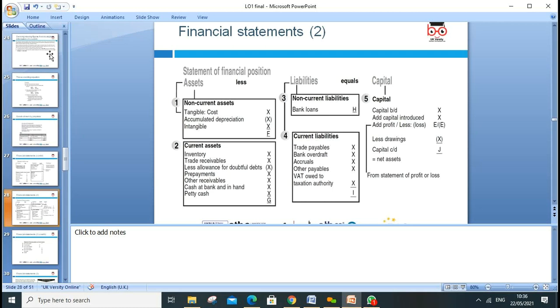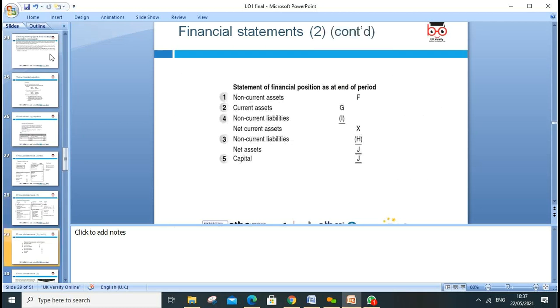Non-current liability, the legal obligation. Liability, the legal obligation we have to pay. Non-current means long term, which will take more than a year. Current liability needs to be settled within a year. So the accounting equation: asset minus liability is equal to capital. Asset minus liability is equal to net asset. If you know the net asset figure, it means you know your capital figure. So we can make adjustments if we need to, and we can prepare a statement.